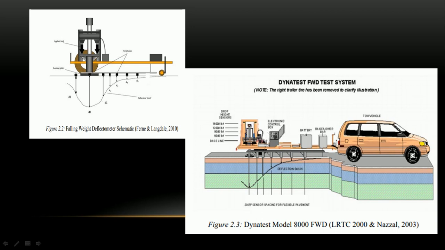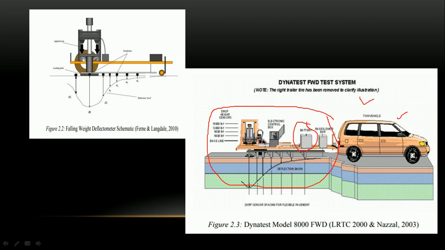This is the entire loading system and the electronic control box. It is connected to a laptop, and there is a deflection system showing how the deflection can be observed, as you can see in the figure. There is also a battery, because the system has to be moved from one point to another. And this is the vehicle used to carry the entire falling weight deflectometer testing system.